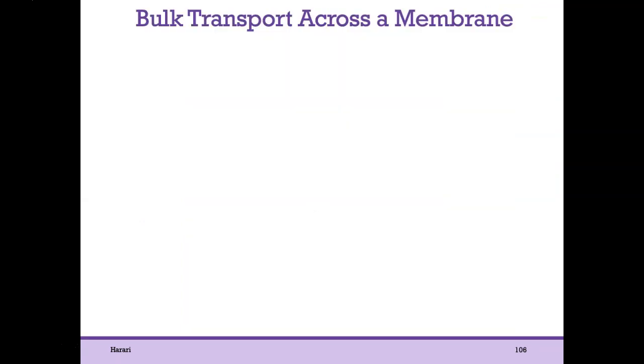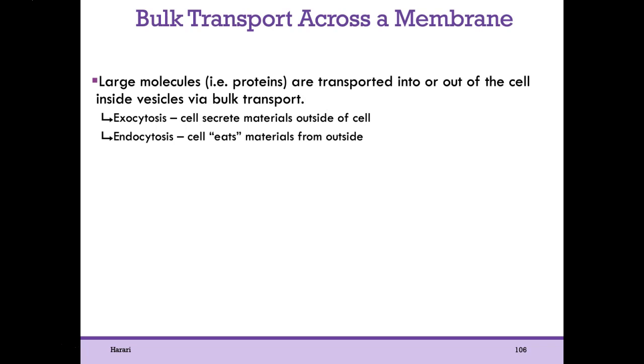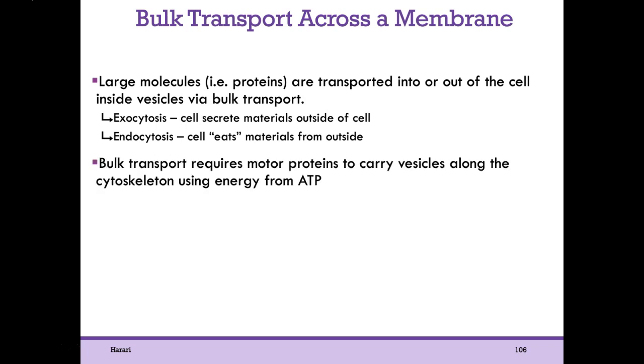And finally, we'll talk about bulk transport across the membrane. So large molecules like proteins can't even fit through a small protein channel. So they need to be transported in or out of cells using vesicles. And this is called bulk transport, since we're transporting things in bulk, lots of proteins at once. We'll talk about exocytosis. That's how cells secrete materials outside of the cell, releasing them. And endocytosis is how cells eat or internalize materials from the outside.